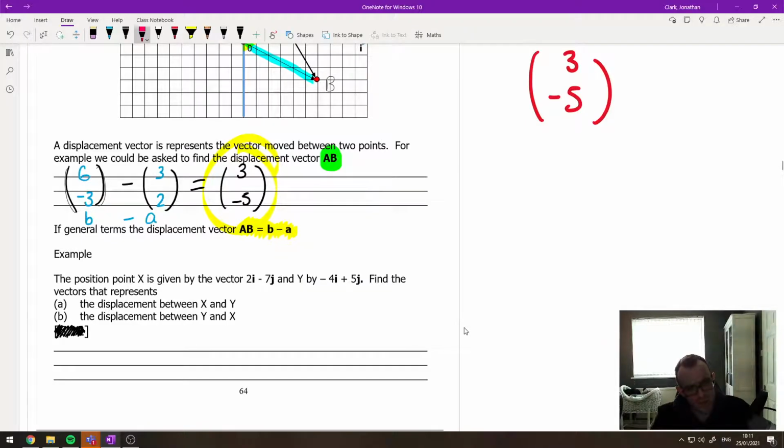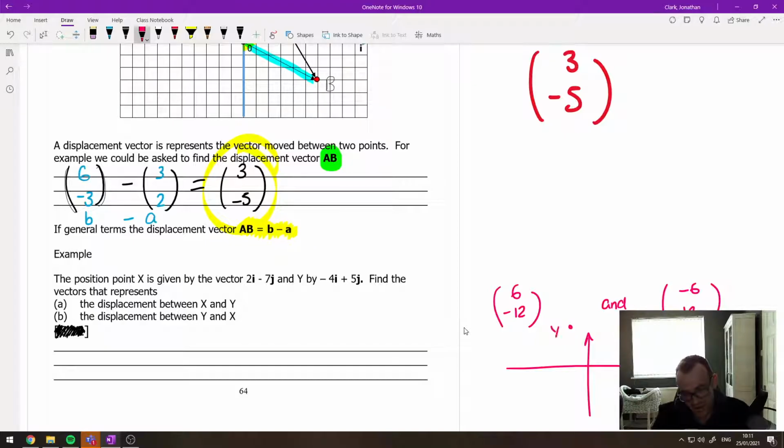Now, if you try this one, I'll give you a hint with this. The answers that you should have, I'll just give you the answers and then you can see if you get there. The answers that you should have are 6, minus 12, and minus 6, 12. I can't remember which one's which off the top of my head, but you're going from 2 points, x and y. I'll draw roughly where they are on the diagram too. So x is roughly here, y is roughly there. We should be able to work out which one's which from this actually.